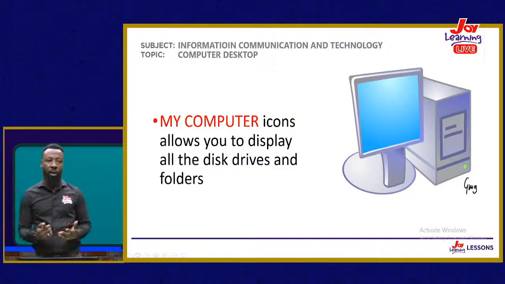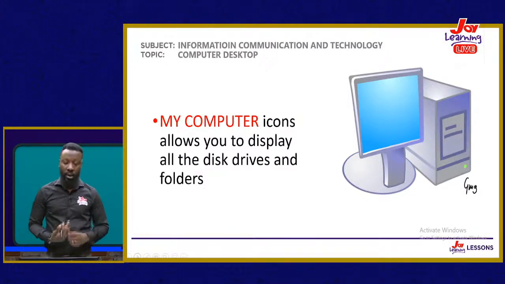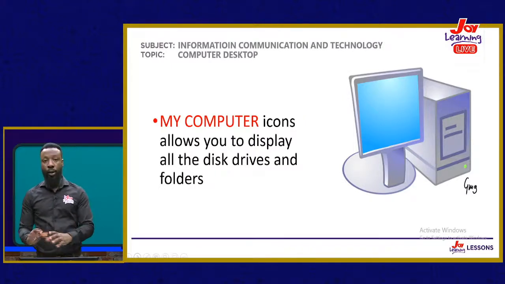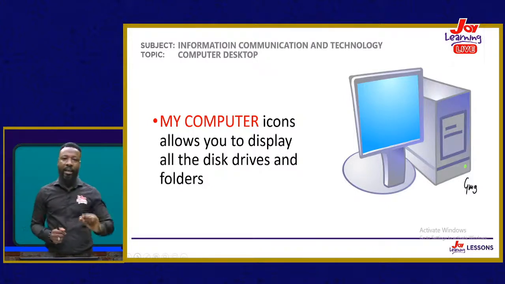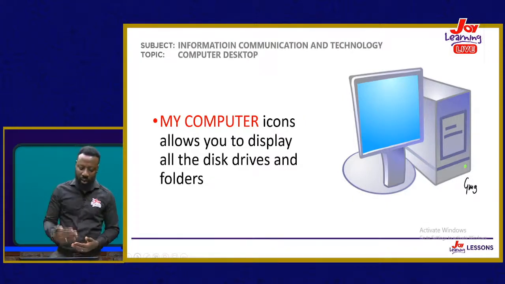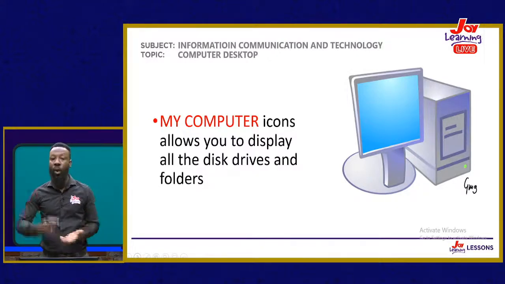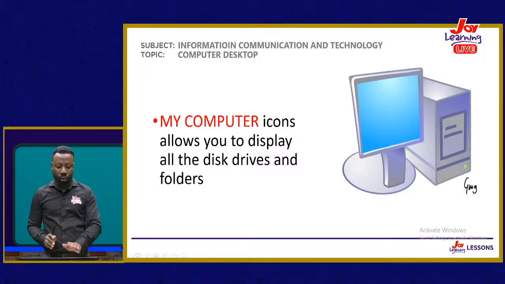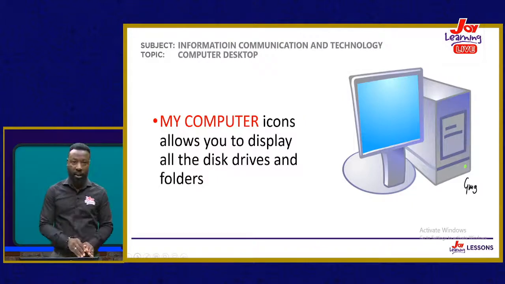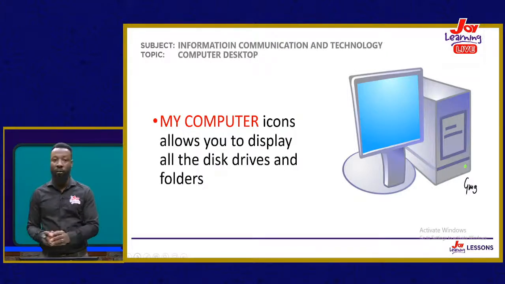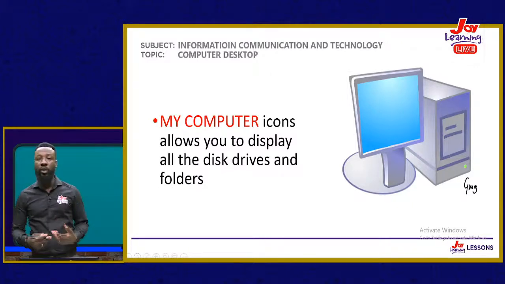Then one example of an icon that we should be able to define the purpose of is the My Computer icon. On our screens to the right side, you'll find the image of the My Computer icon. This is how it looks. Its purpose is that it allows the user to have access to all the drives connected or within the computer system. So it says that the My Computer icon allows you to display all the disk drives and folders. When you click on it, you see maybe drive D, drive C. These are disk drives found in your computer. And also, some folders will be displayed there.